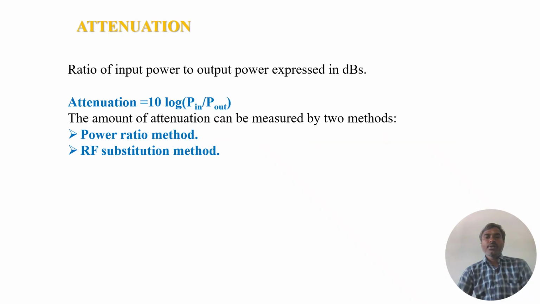Hello everyone. In this session, we will see how to measure attenuation and VSWR at microwave frequencies. We know that attenuation is the ratio of input power to output power measured in decibels. The amount of attenuation can be measured by using two methods. One is the power ratio method, and another one is the RF substitution method.